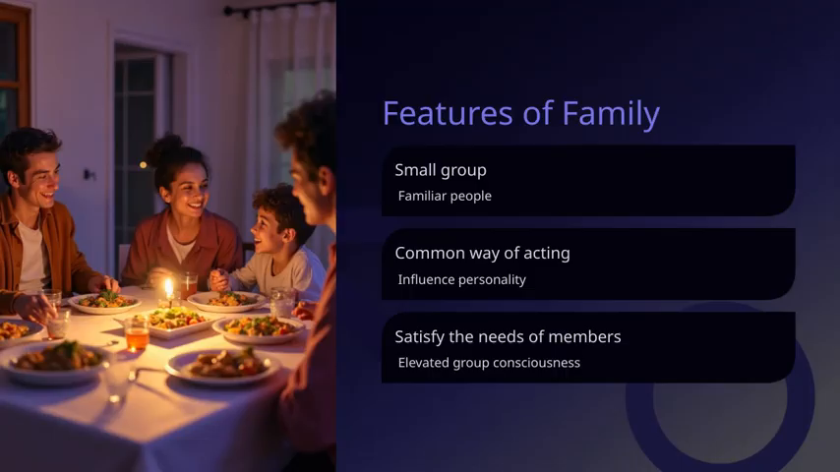Let's take a closer look at the features of a family. First, a family is typically a small group, which makes it easier to develop close bonds and a sense of intimacy. It's made up of familiar people, those we know well and with whom we share our lives. Because of this familiarity, there's a common way of acting, a shared understanding that guides our behaviors and interactions. This shared way of acting is crucial because it influences our personality development. The family environment shapes who we are and how we see the world.